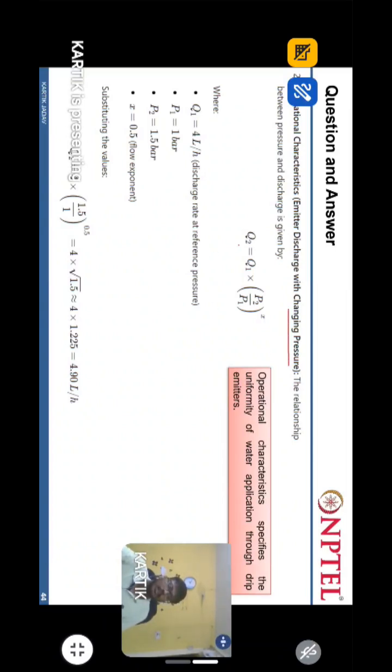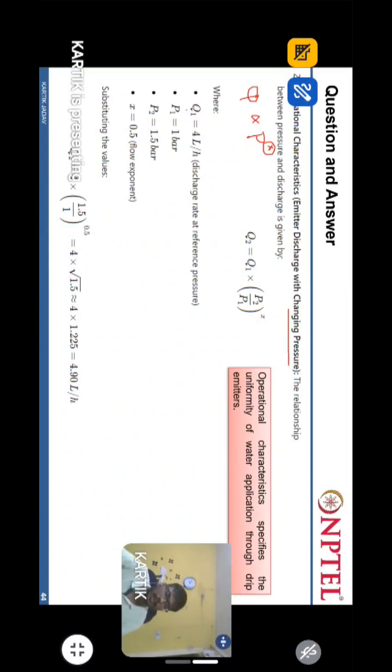We know this relationship, right? The operational characteristic relationship is that flow rate is directly proportional to the pressure raised to x. Here x is the emitter exponent, and that varies for different kinds of emitters, such as point source, non-point source, and types of flow path in that emitter.